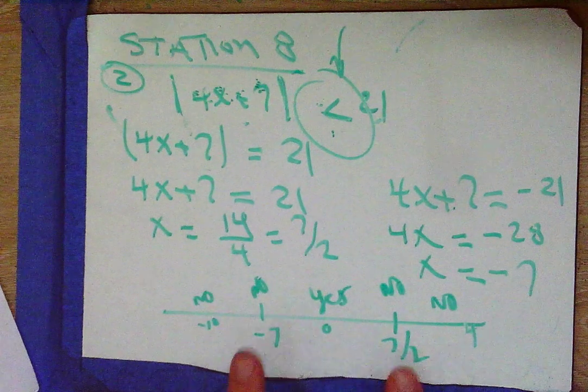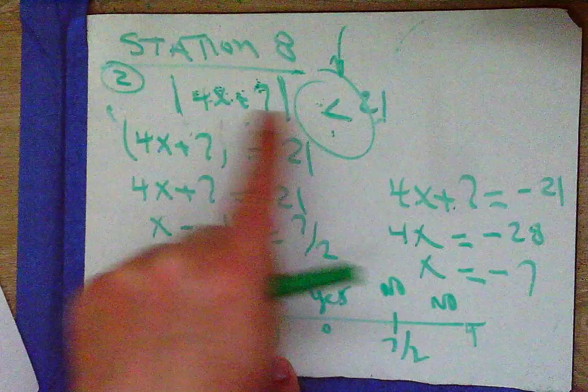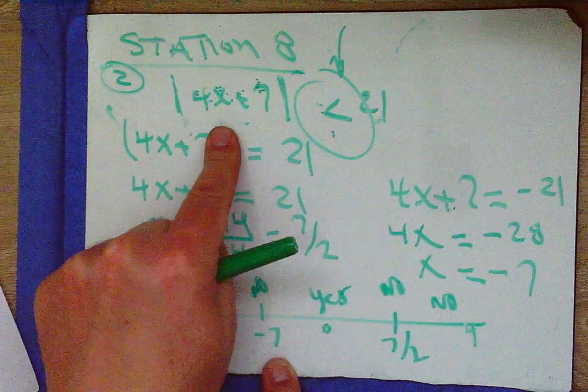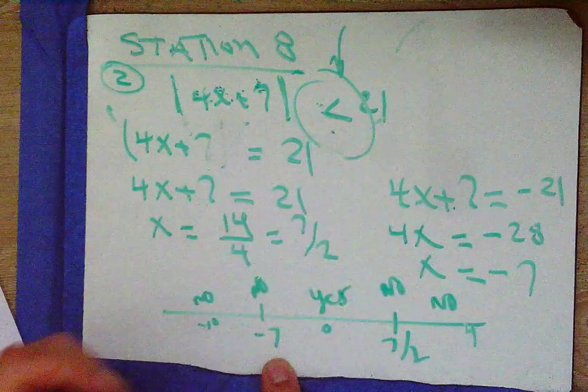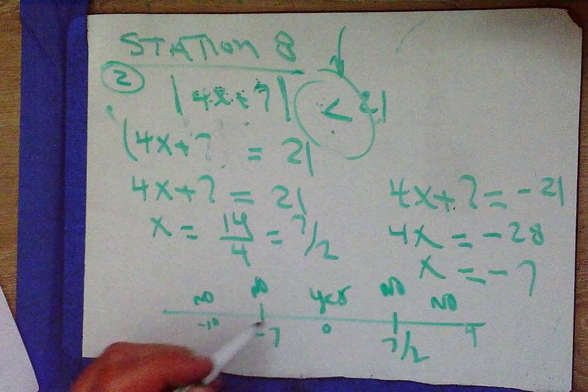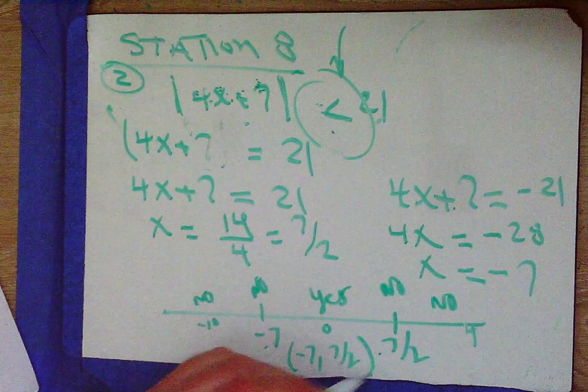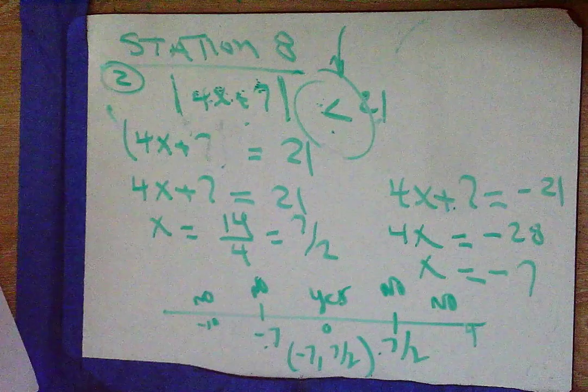these would actually be equal. This would give me 21 when I plugged in here. This is 21, and so I'd have 21 equals 21, but I need 21 less than 21, and that's not true. Okay, so what's my solution look like? Well, it goes from here to here, negative 7 to 7/2, and both ends get parentheses.